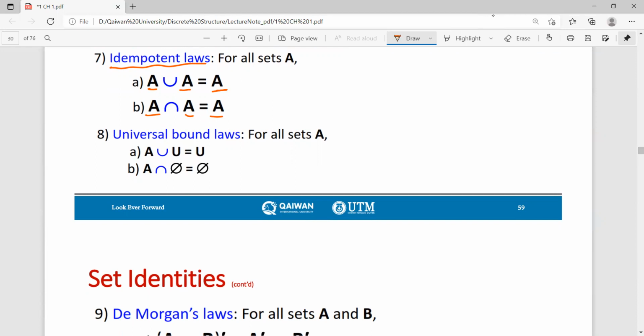We say the union, here we have the universal bound law. If we have the union of any set with the universal set, since all the sets belong to the universal set, that means the union of any set with the universal set gives the universal set. And the intersection of any set with an empty set is an empty set, because here we have no common elements between these two sets. In an empty set, we have no elements.